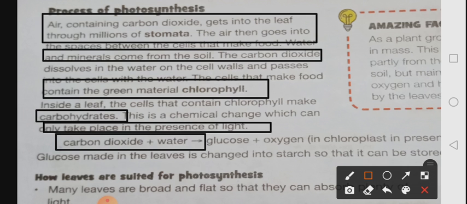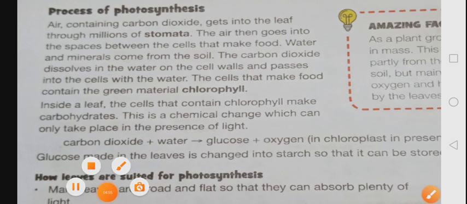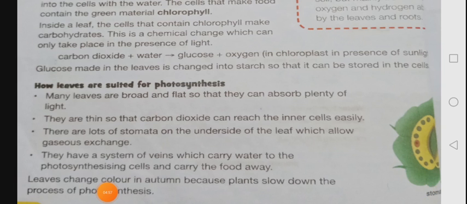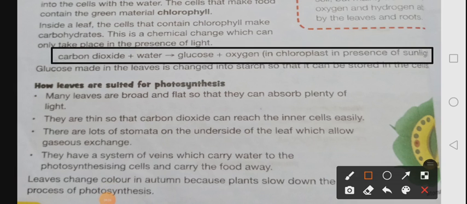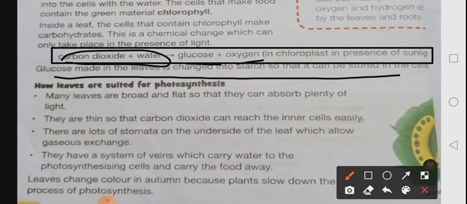I am repeating it again that photosynthesis does not happen in the absence of light. And then you have to learn this equation by heart. Carbon dioxide and water combine with each other and glucose and oxygen is made. Glucose made in leaves is changed into starch. Starch is also a form of sugar. The food is first made in the form of carbohydrates, and then these carbohydrates are converted into starch.